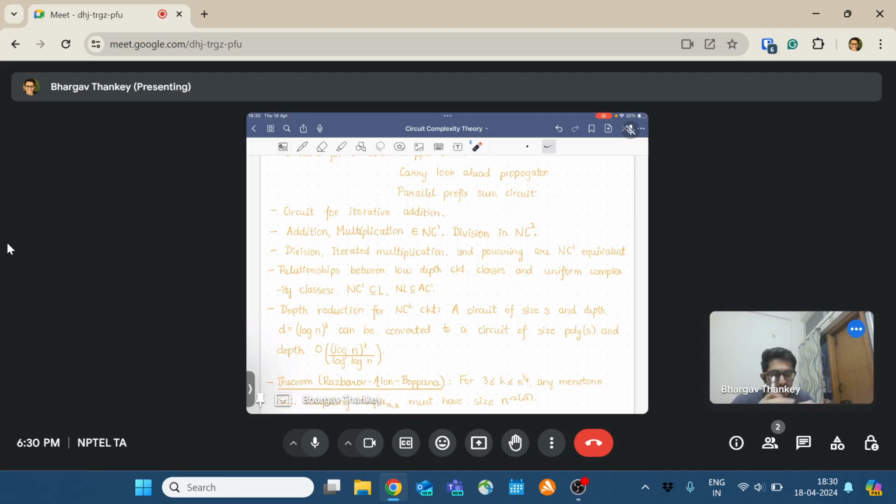This might seem a little strange, because powering is a special case of iterated multiplication. Powering is x to the n, and iterated multiplication is x1 to xn, where x1 to xn can be different. So if I take all the xi's to be the same, I get x to the n. So powering is a special case of iterated multiplication, but even then, both of them are NC1 equivalent.